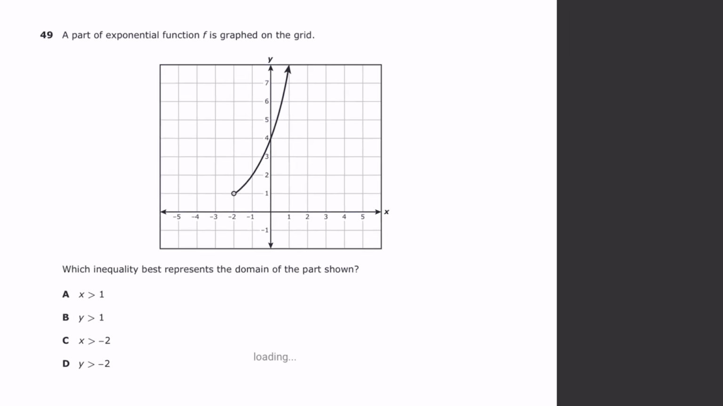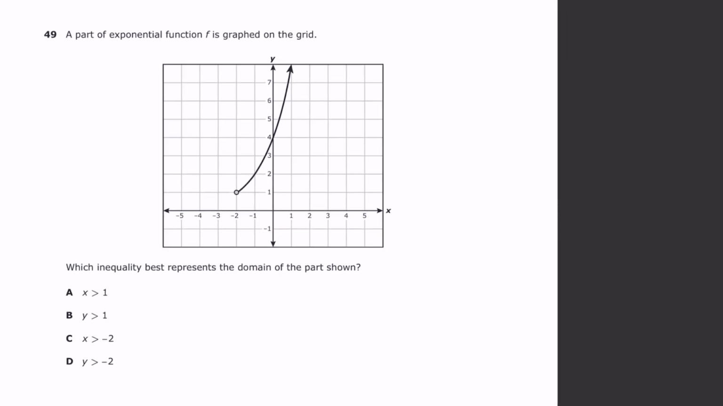Now next, a part of the exponential function f is graphed on the grid. Which inequality best represents the domain of the part shown? Now here x is, this part is from minus 2 to 1. So we have to write the domain. Domain is only the x values.